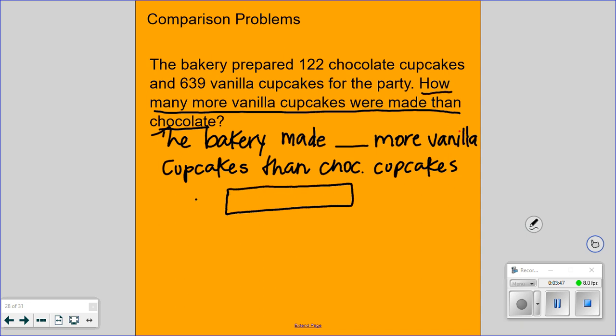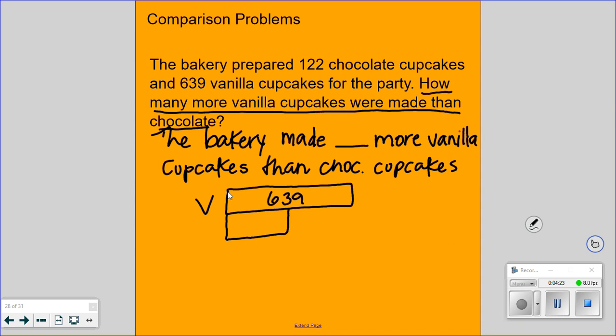I'm going to put a V next to it. That's my vanilla. Paxton said that one's going to be larger because it had more cupcakes. It had 639. I know, that was a ton. That means my other bar is going to be smaller than that. I'm going to line it right on up. But I'm only going to go about that far.